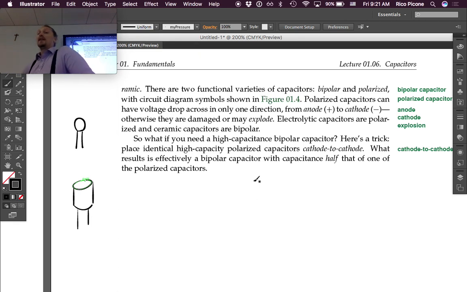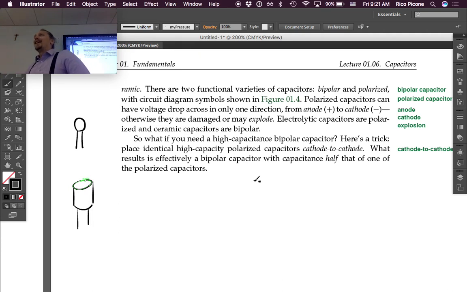And the electrolytic ones can go up to significant values. You can get millifarad or even farad capacitors that are electrolytic, but not ceramic ones. So yeah, it's a nice little trick there. So I decided to put it in the notes in case you guys ever encountered that possibility.